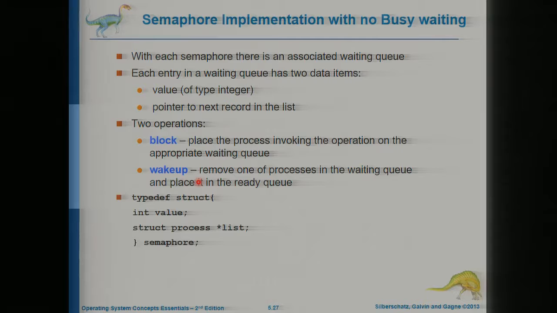Each entry in the wake up queue has two data items, value and pointer. For this, we have now used a structure variable, a C programming structure, wherein we have two components, value and pointer. Value is your semaphore variable's value, an integer variable, and the pointer to the next record contains the pointer to the next process PCB.